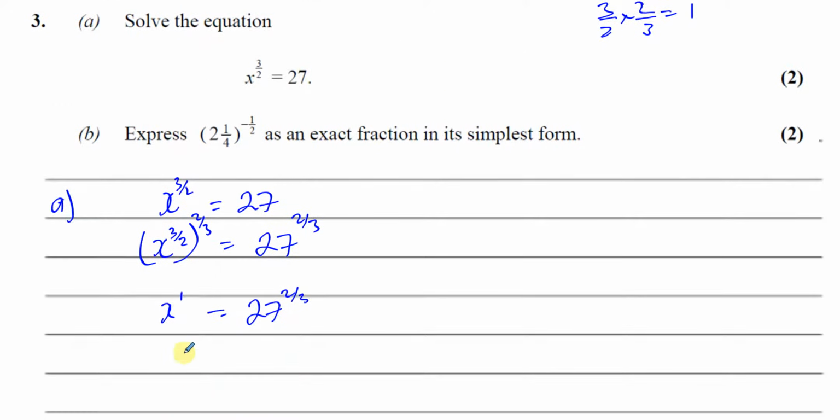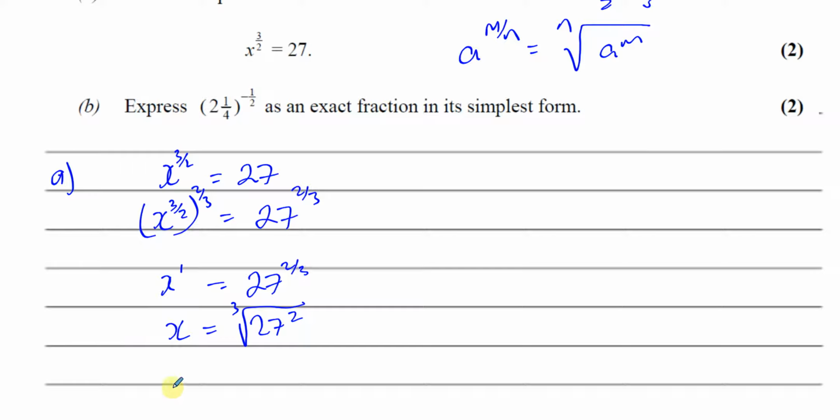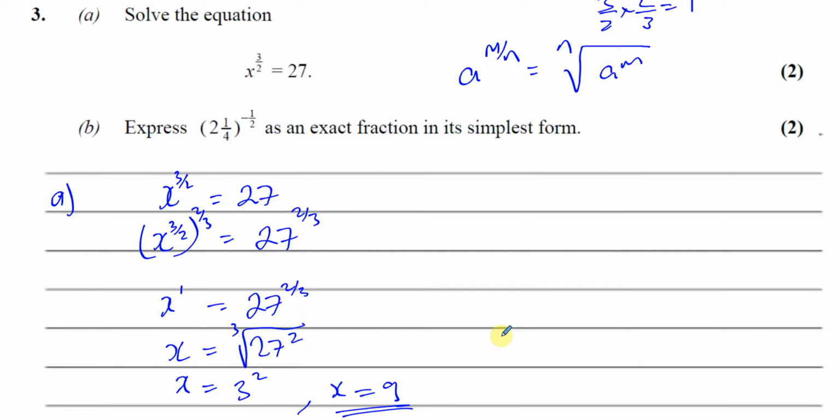Okay, so 27 to the power of 2/3 is the same as, remember, if we have a to the power of m over n, the rule is that the denominator is the root and the numerator is the power. So this is the cube root of 27 raised to the power of 2. The cube root of 27 is equal to 3, and 3 squared is equal to 9. So x is equal to 9. And there's the answer to part A. Simple as that.